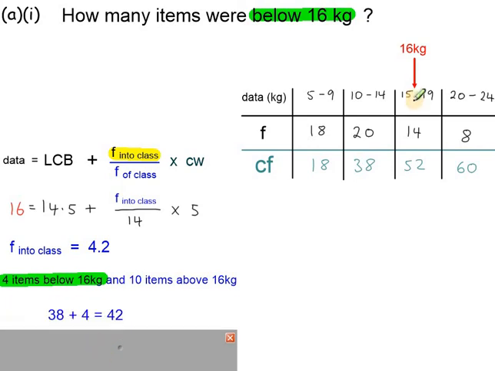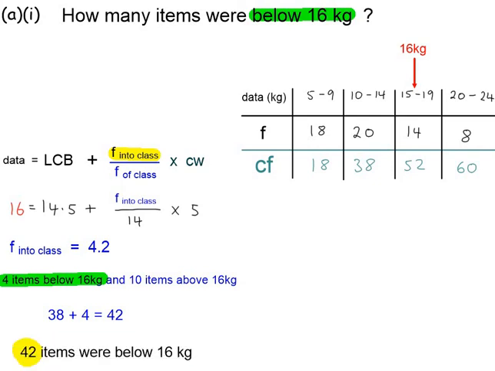The total number of items with mass less than 16 kilograms include the 4 which are in this class interval, these 20 and these 18. Or we can do the cumulative frequency, 38, plus the 4 that we've got in this interval, which gives us 42. So 42 items were below 16 kilograms.